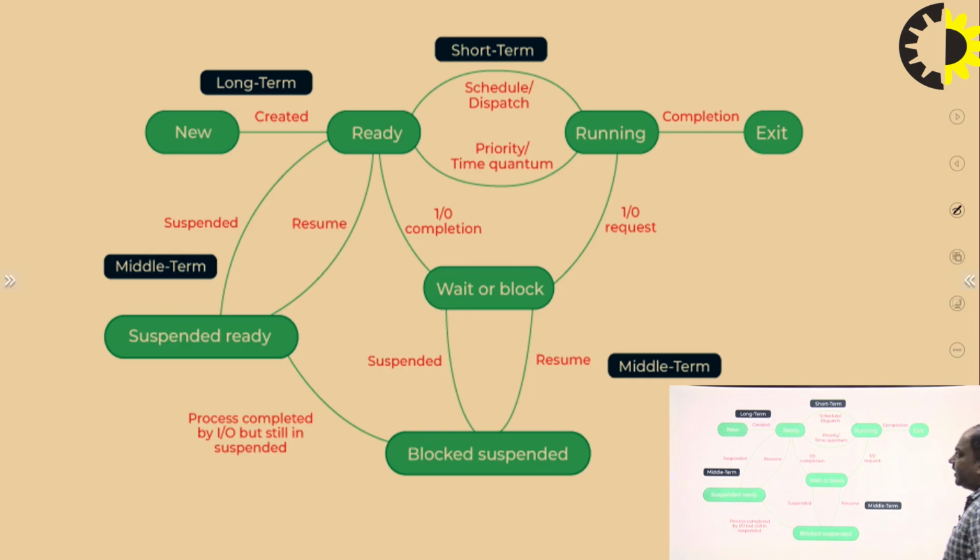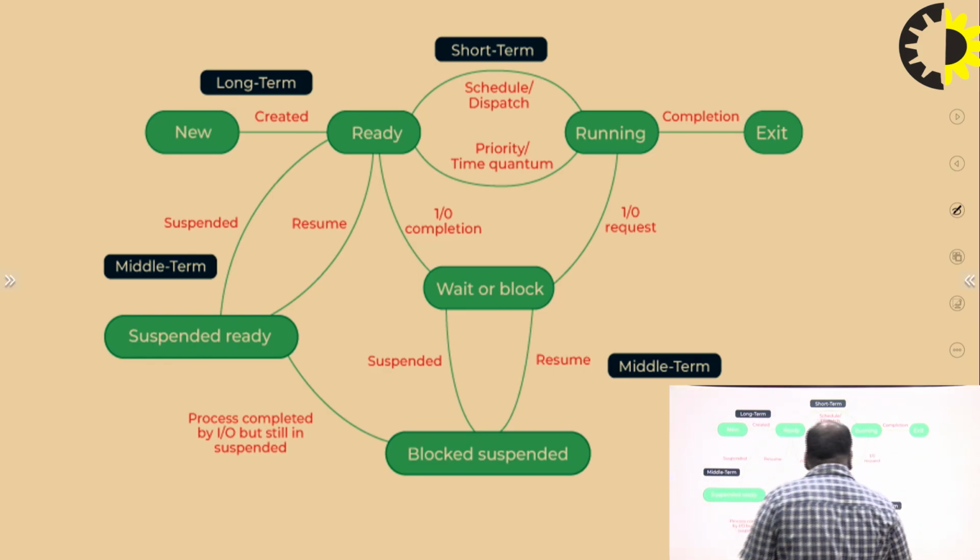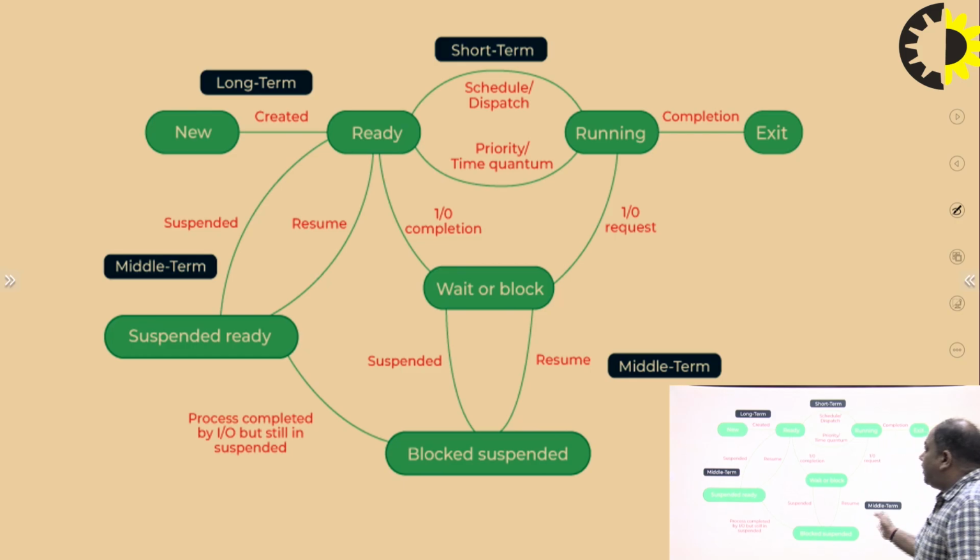So as I said, the long term is between new and ready, the short term is between ready to running and for the completion, and from running to ready, these states are handled by the middle-term scheduler.